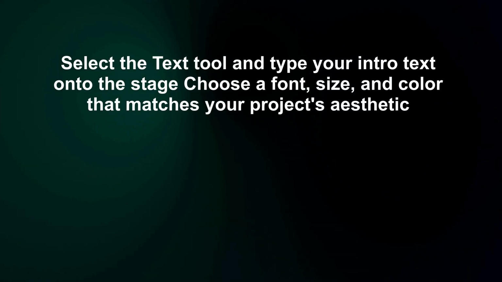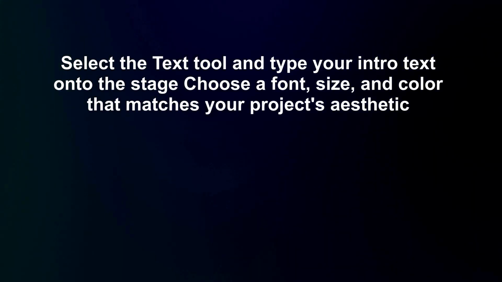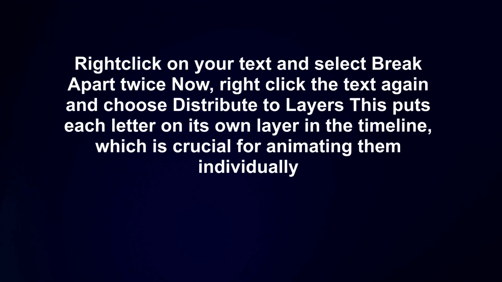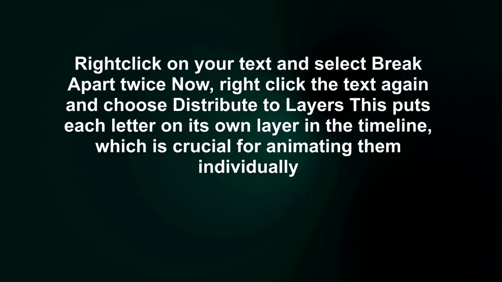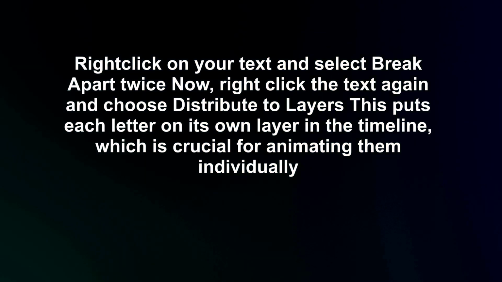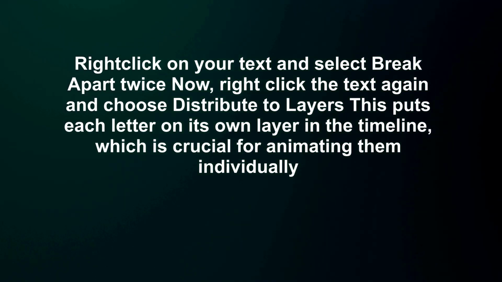Select the text tool and type your intro text onto the stage. Choose a font, size, and color that matches your project's aesthetic. Right-click on your text and select Break Apart twice. Now, right-click the text again and choose Distribute to Layers. This puts each letter on its own layer in the timeline, which is crucial for animating them individually.